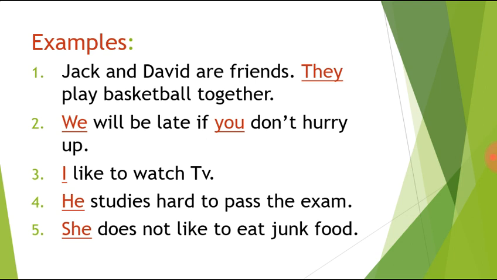Now in the second sentence: We will be late if you don't hurry up. Now here we and you are also pronouns. Now in the third sentence: I like to watch TV. I is a pronoun. Now in the fourth sentence: He studies hard to pass the exam. And the fifth sentence is: She does not like to eat junk food. Now here in the fourth sentence he is used for male, that means a boy or a man. And in the fifth sentence she is used for a woman or a girl.